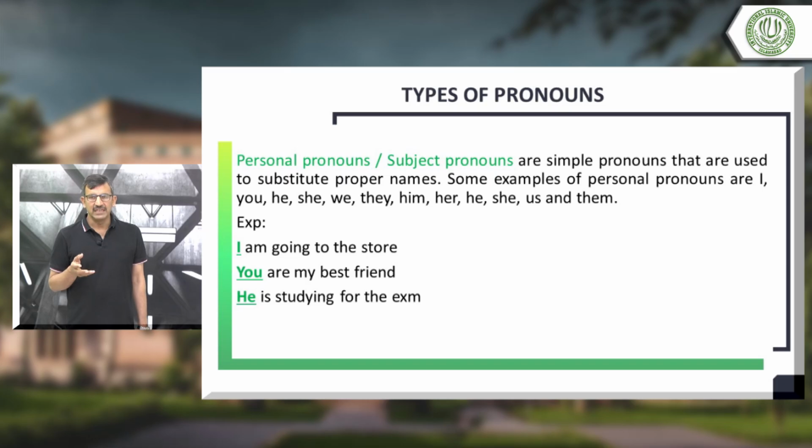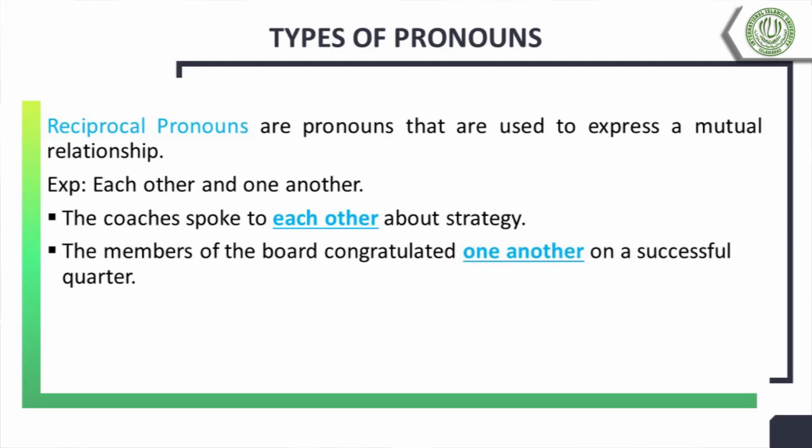I, you, he are used as personal pronouns or subject pronouns because we are not using the nouns again and again. Another type of pronouns are reciprocal pronouns. These pronouns are used to express a mutual relationship within the sentence. For example, the coaches spoke to each other about strategy. So, each other is a reciprocal pronoun in this sentence.